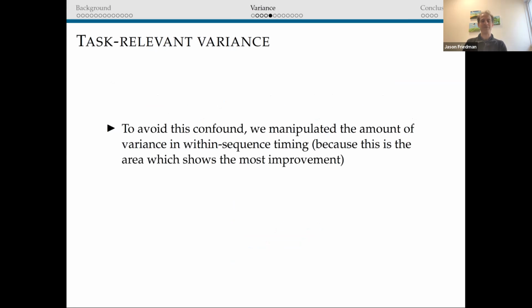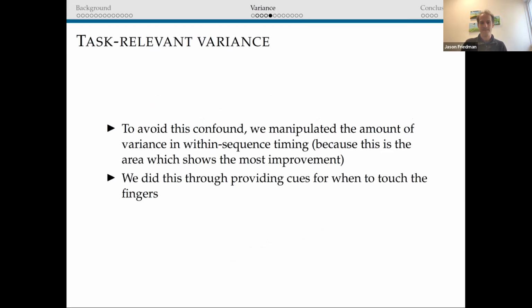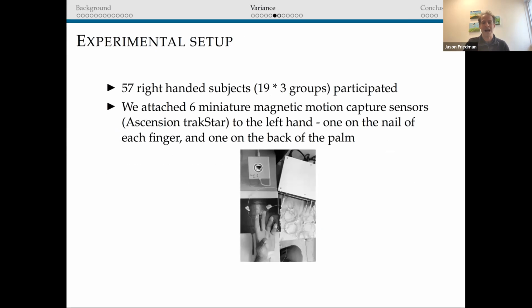So to try and get around this particular confound, instead of looking at the natural variability of participants, we instead manipulated the amount of variance in the within sequence timing. And so the within sequence timing is how long between the touches. And we chose this particular component because we know from previous studies, this is the area that shows the most improvement over learning. And the way we did this is by providing cues for when to touch the fingers. We attached some motion capture sensors to the fingers while they were doing this task.